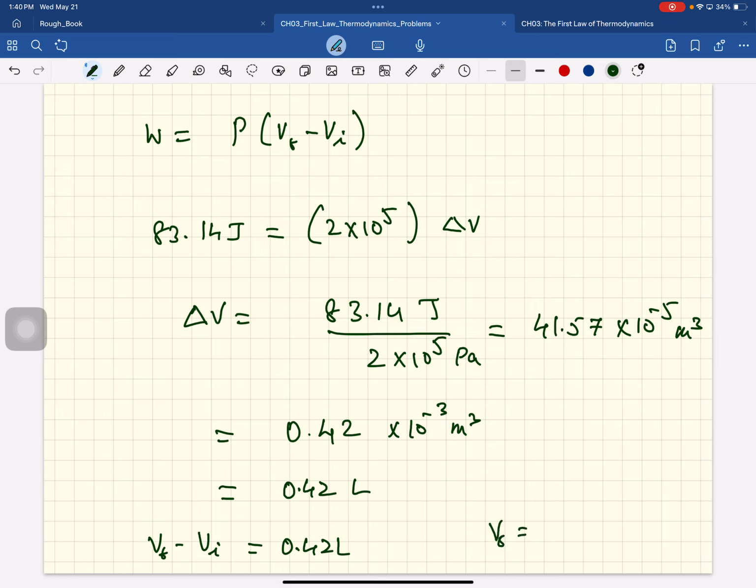V final is V initial plus 0.42 liters, equal to 10.42 liters. Initial volume was 10 liters.